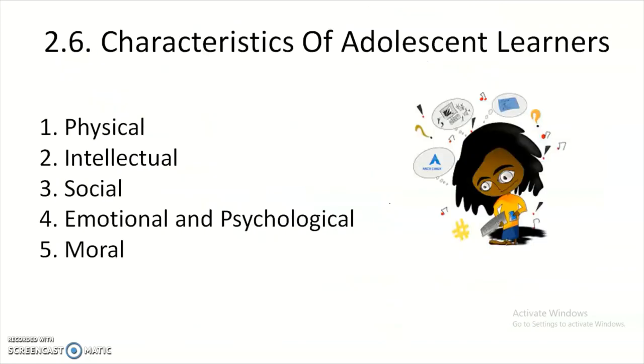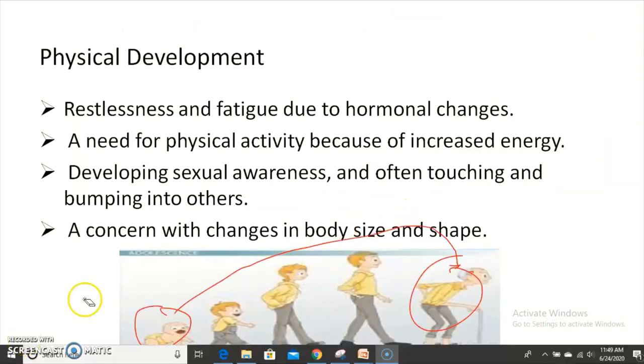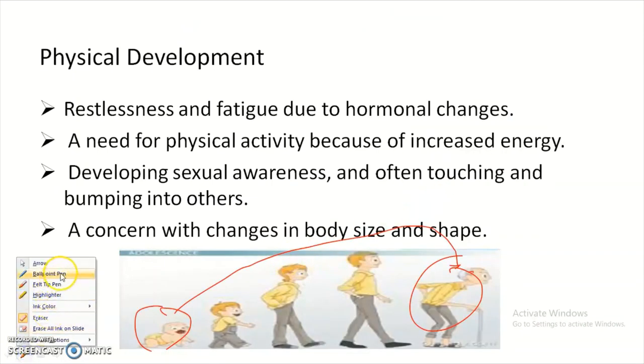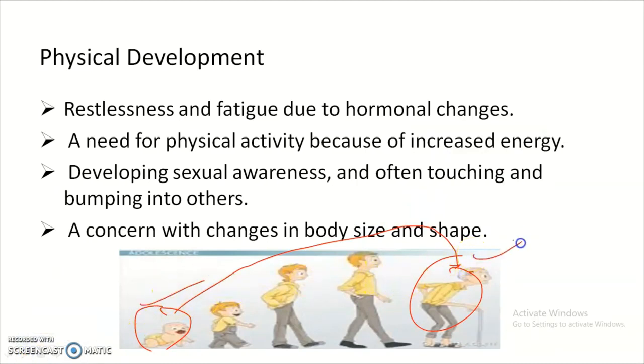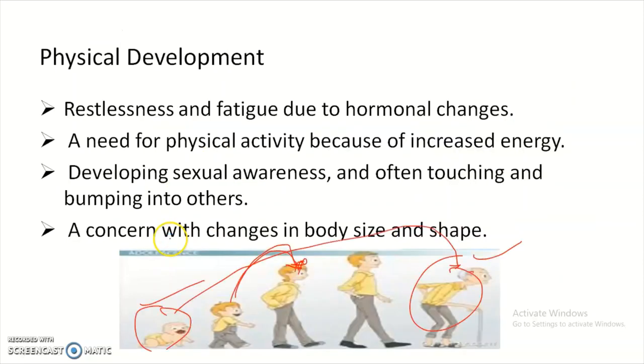And next, coming to the characteristics of adolescent learners. Adolescent learners means, here I kept one picture. In this picture you can observe the different stages of human life. It is a starting stage and it is the ending stage. So the adolescent age is from this stage to this stage, right? I think you can understand that. In this stage, how will the characteristics of these candidates change? It depends upon the physical, intellectual, social, emotional, psychological and moral aspects, right?